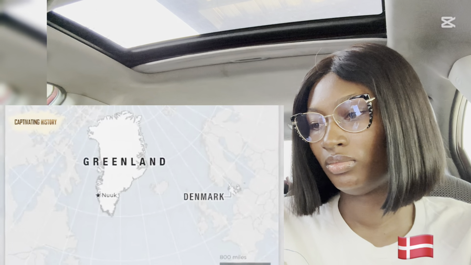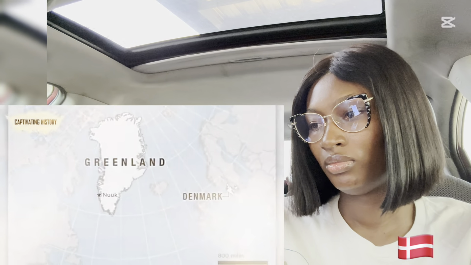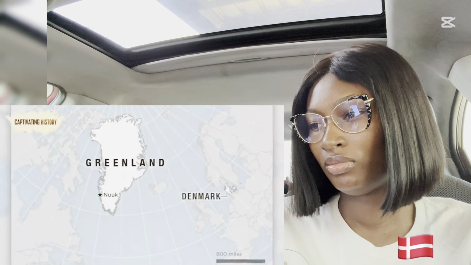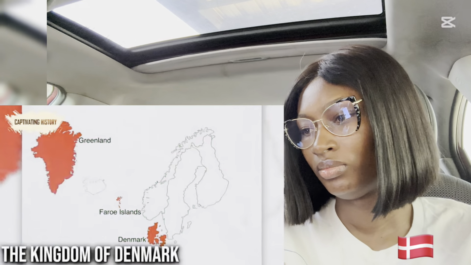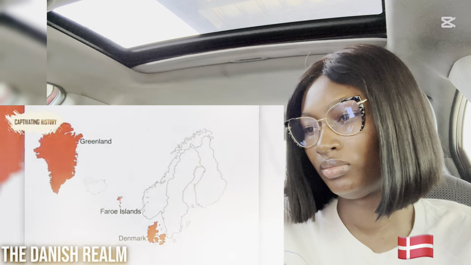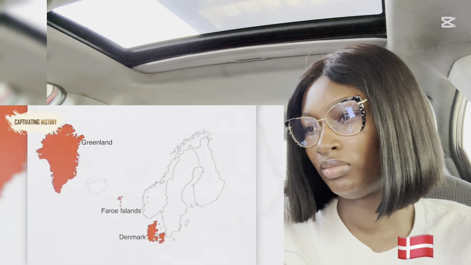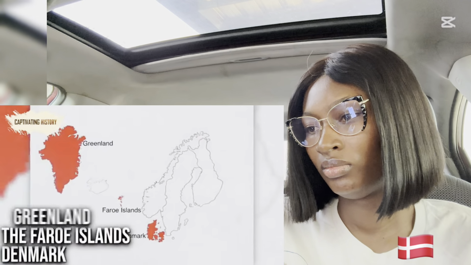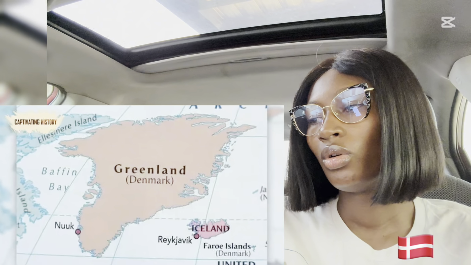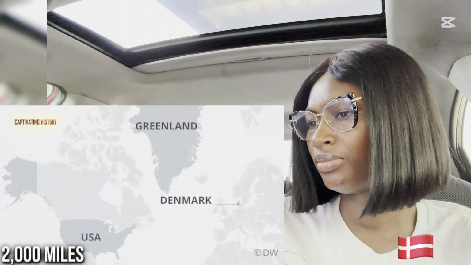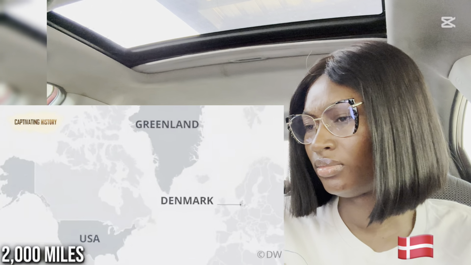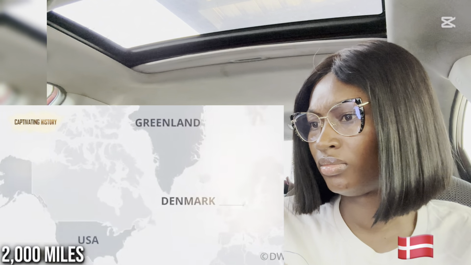Denmark, a much smaller country than Greenland in size, but a much larger country by population, has a claim on Greenland as a constituency. The Kingdom of Denmark, or the Danish realm, officially contains 3 constituent countries: Denmark, the Faroe Islands, and Greenland. But why does Greenland belong to Denmark? Actually a constituent of Denmark. About 2,000 miles separate the two countries. Regardless, the two have been politically and culturally linked for a millennium.